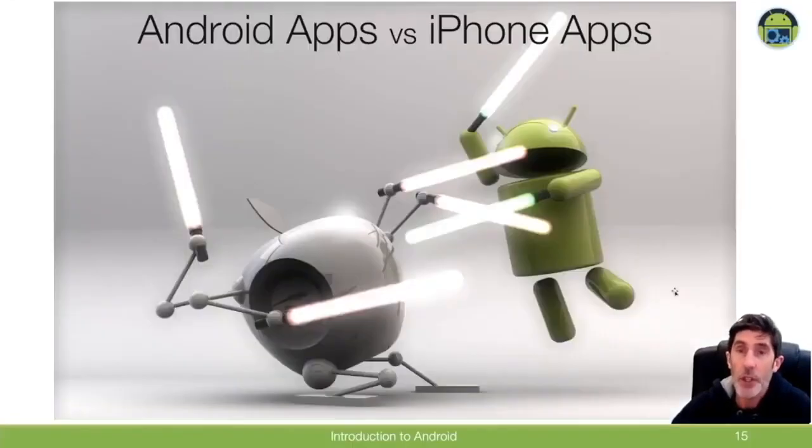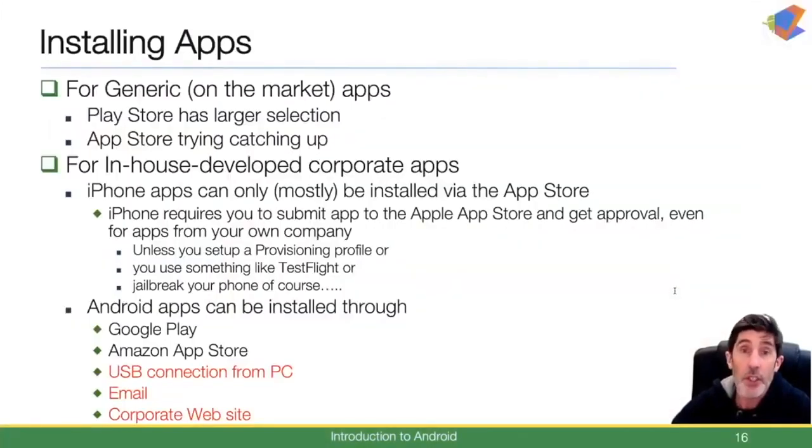Okay, now just a little comparison of Android apps versus iPhone apps. So in terms of installing, for generic on the market apps, originally the App Store would have been bigger, but at the moment, the Play Store has the larger selection by about 40%. So it's quite a big difference there. But obviously, we're talking in the millions here. The App Store, again, is still trying to catch up. Okay, so that's for your generic apps available to consumers on the Play Store or the App Store.